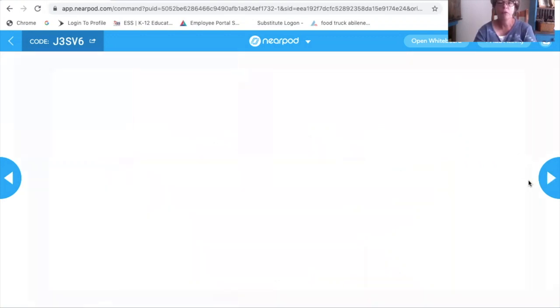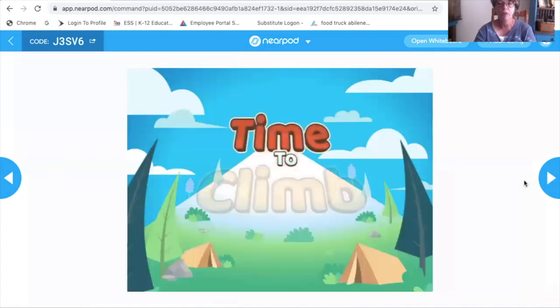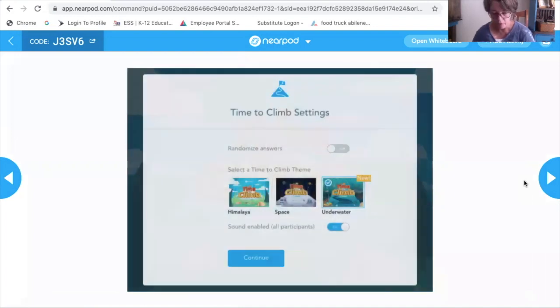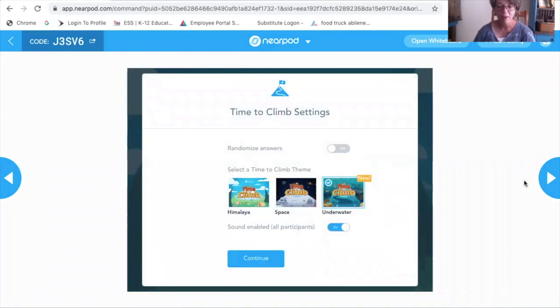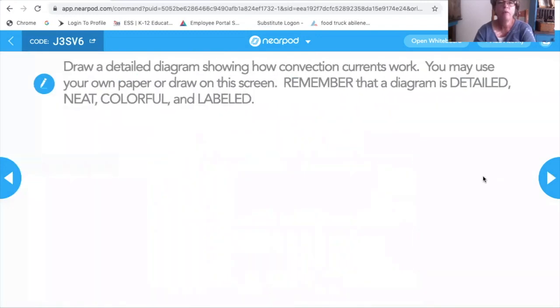After we review, there is a game that's built into the Nearpod that is pretty good. It is Time to Climb, where students would join in to the game format. At that point, they would have some questions so they can get a chance to see how they're doing. And I can definitely get a chance to see real quickly what they understand and what they didn't understand.